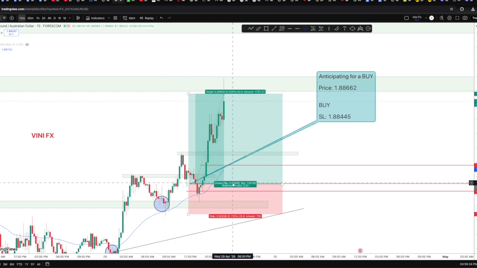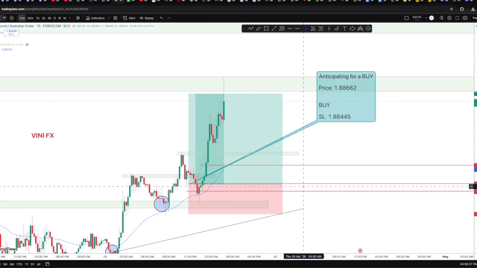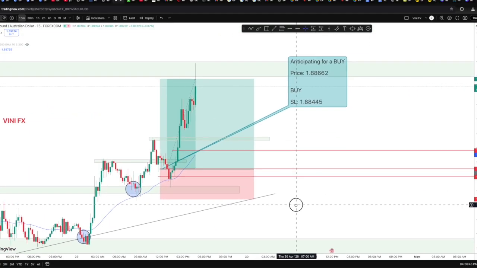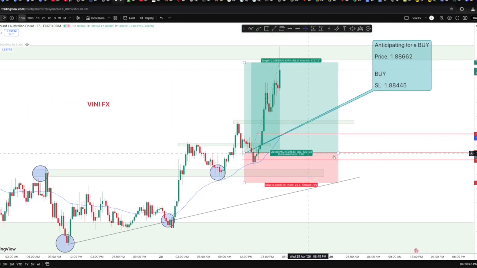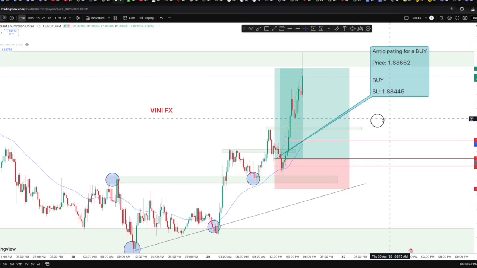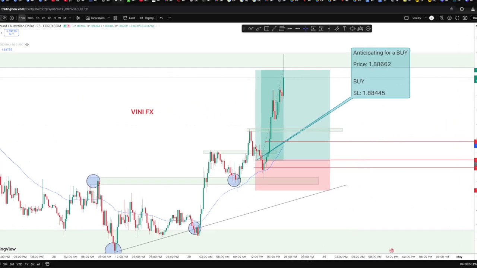So it has hit our take profit. I analyzed this trade and I showed it to you. This is the same trade. You can see it. So this is it, guys. This is the trade. So thank you and do have a nice day.